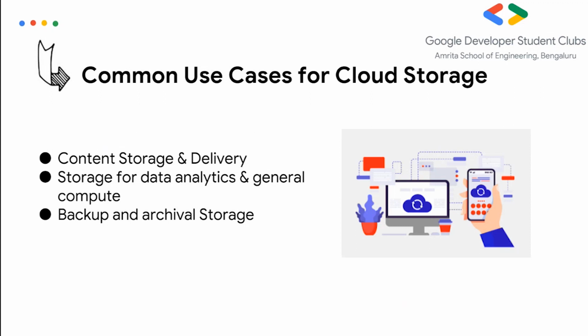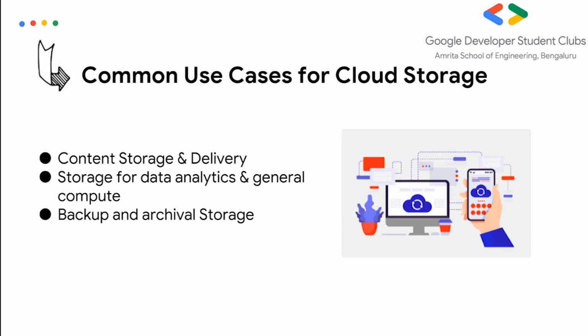Content storage and delivery refers to storing various types of digital content, such as media files like images, videos, music, and web assets like HTML files, CSS files, JavaScript, etc. So cloud storage enables efficient distribution of this content to users around the world. Let's give an example. We have streaming services like Netflix. The content that we see on Netflix is all stored in the cloud.